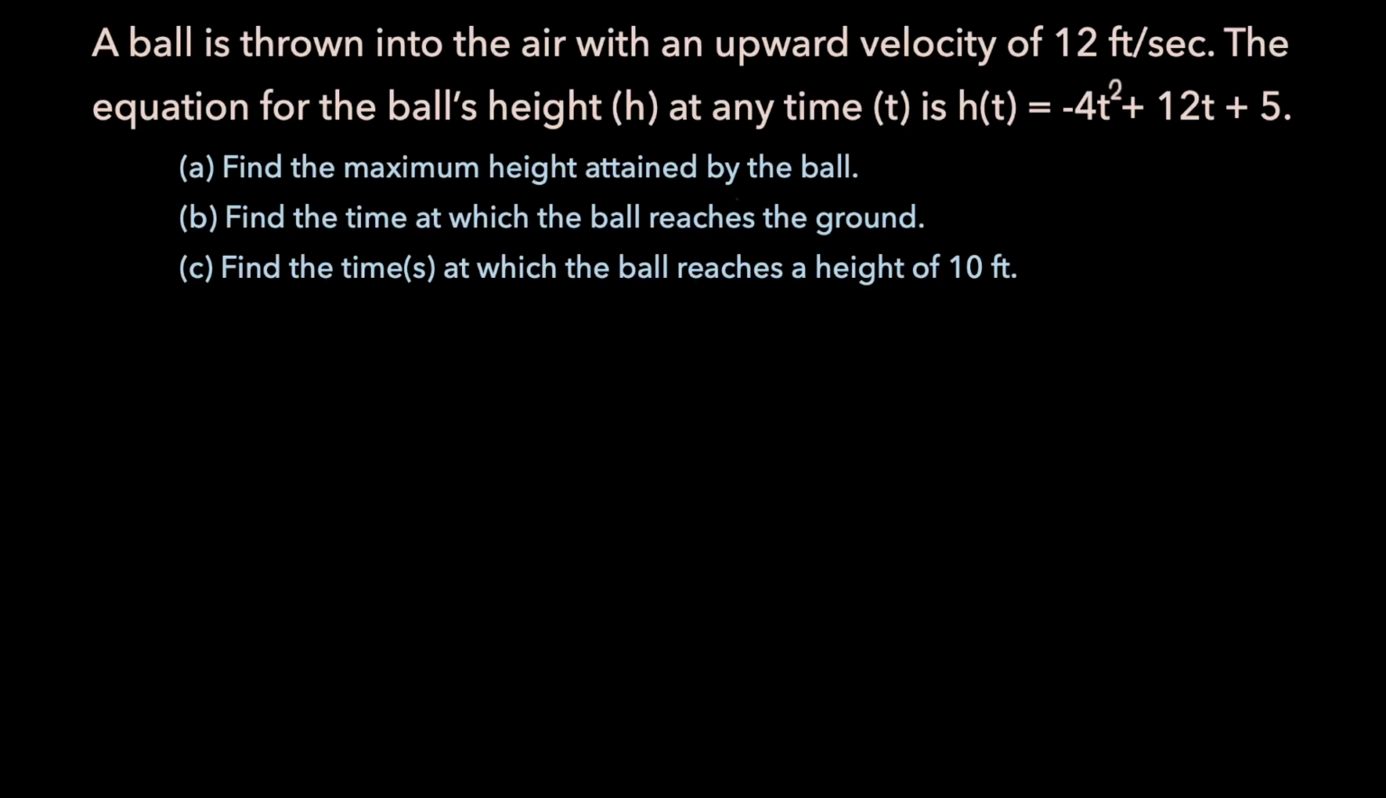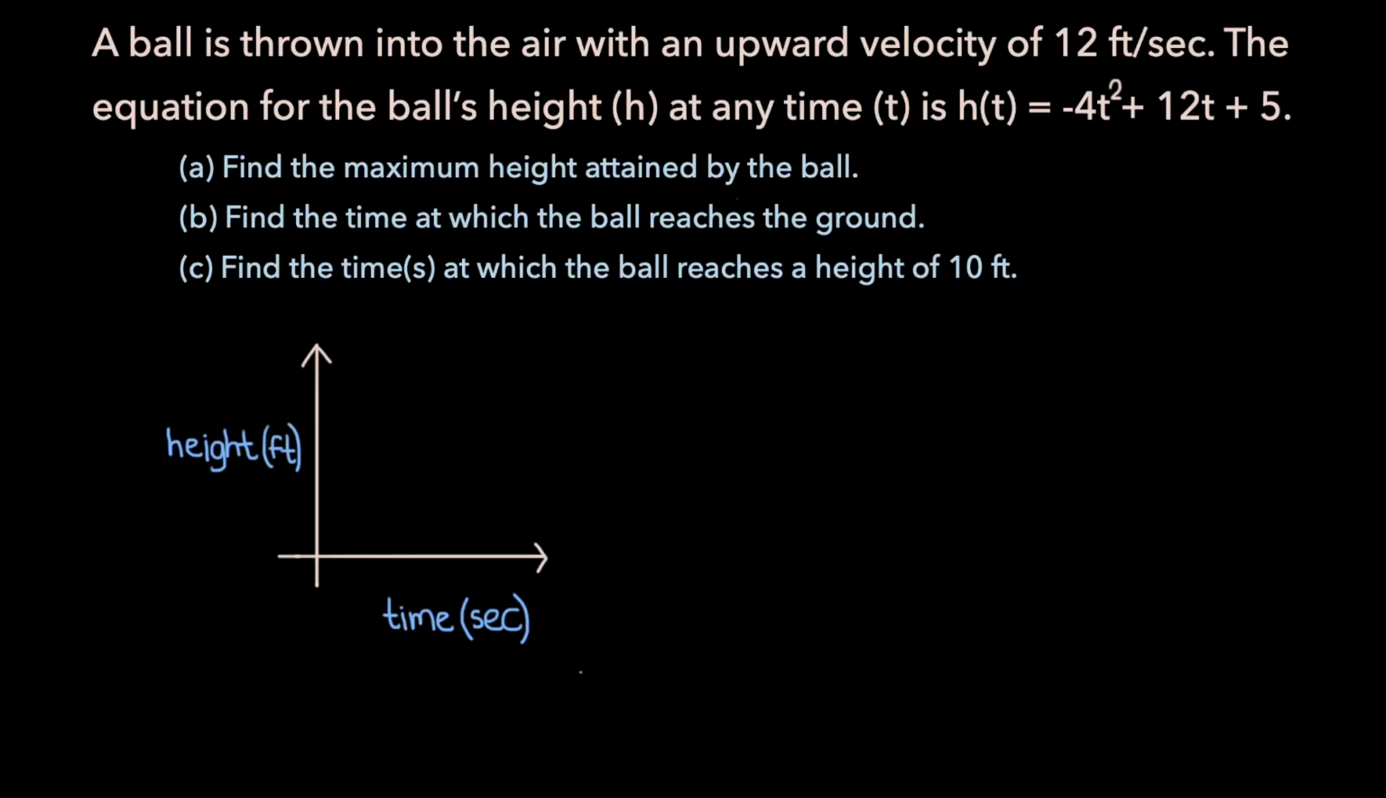For these type of problems dealing with projectile motion, I find that it's very helpful to draw some sort of picture or graph that models the ball's motion. So here's our graph. We have the x-axis representing the time the ball has been in the air in seconds, and the y-axis representing the height of the ball in feet. Now, the equation that models the ball's motion, h of t equals negative 4t squared plus 12t plus 5, is a quadratic equation, so the trajectory of the ball will be a parabola.